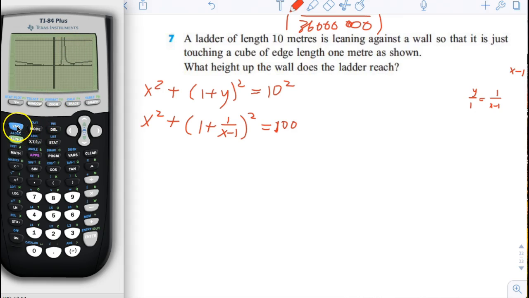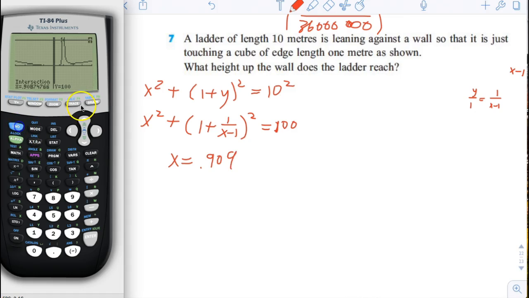So let's find the intersections by doing second calc intersect. First curve, the squared curve, yes. Second curve, y equals 100, yes. Guess. Put any guess. Okay, and we found the left one first. The first intersection is 0.909. So one of the possibilities is x equals 0.909.